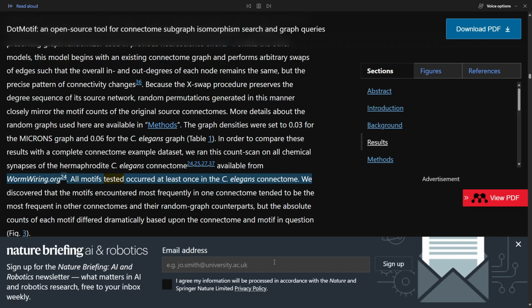All motifs tested occurred at least once in the C. elegans connectome. We discovered that the motifs encountered most frequently in one connectome tended to be the most frequent in other connectomes and their random graph counterparts, but the absolute counts of each motif differed dramatically based upon the connectome and motif in question. Figure 3.